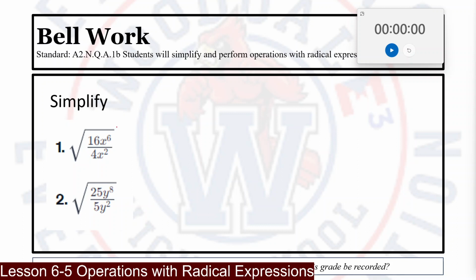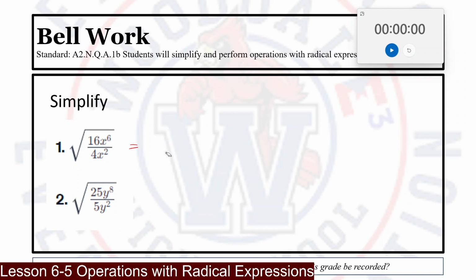Let's go ahead and see how we do this. First step is to separate the two radicals in the numerator and the denominator so that we can simplify it. So we have 16x to the 6.